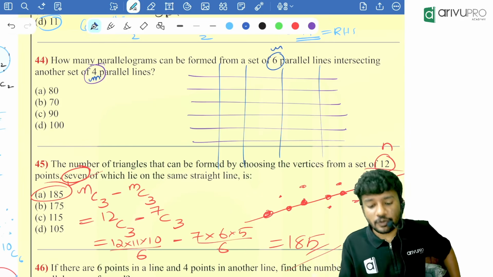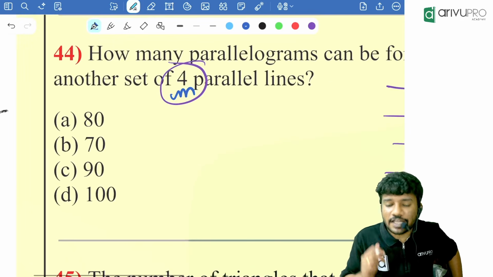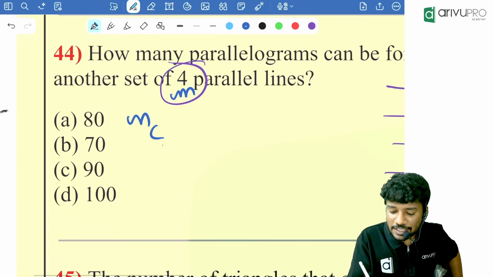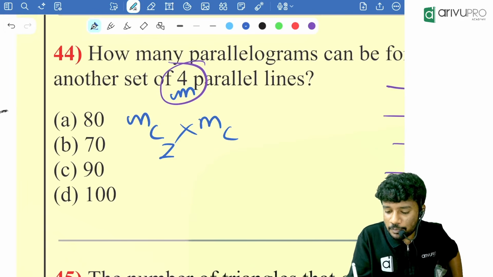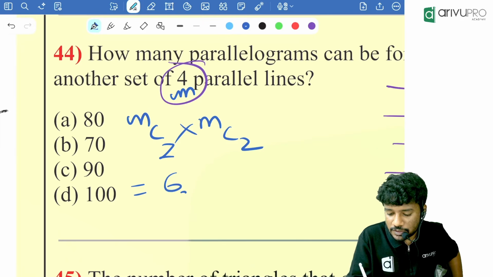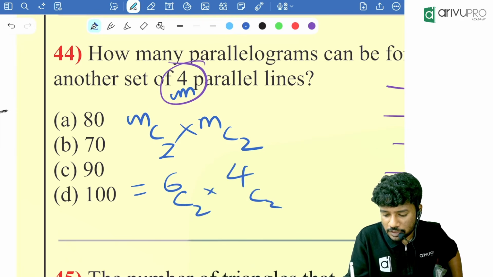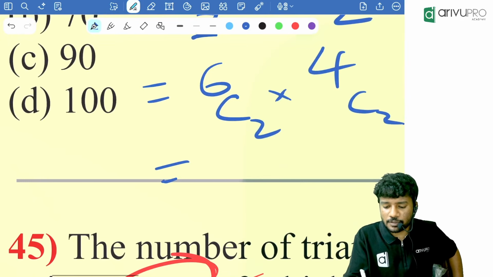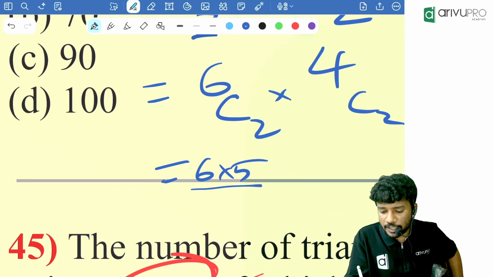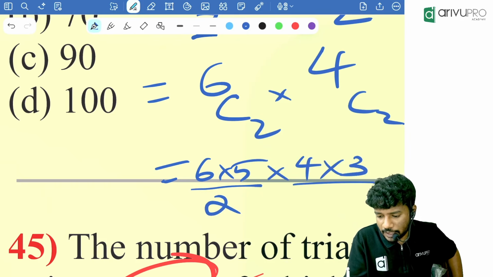Will you sit there and count? We will not do that. Instead of that, we will write 4C2 into 6C2, which is equal to 6C2 into 4C2. How much is it? 6C2 is 6 into 5 divided by 2, and 4C2 is 4 into 3 divided by 2.